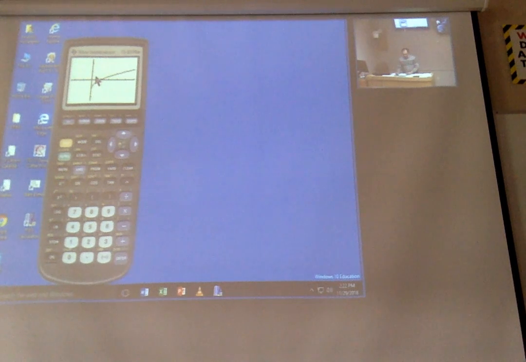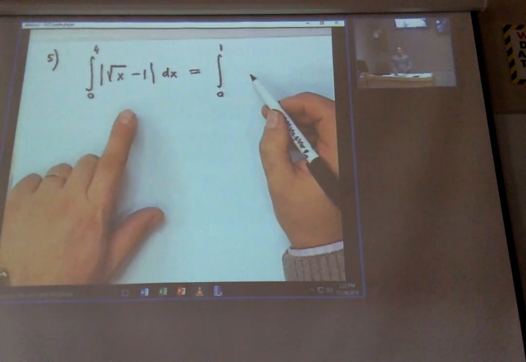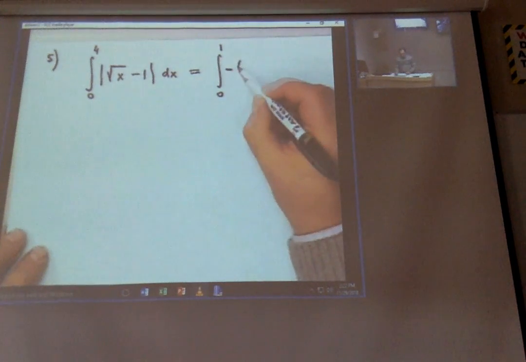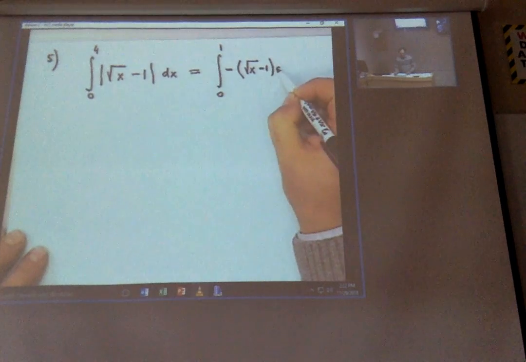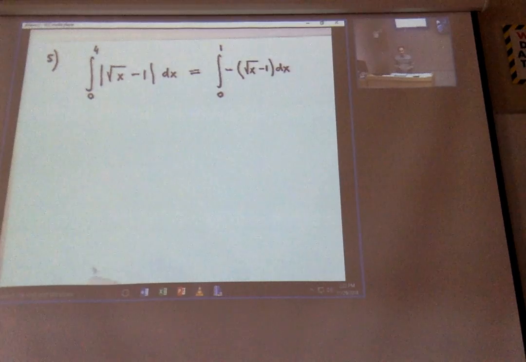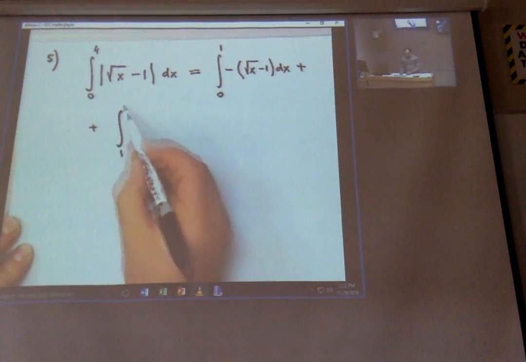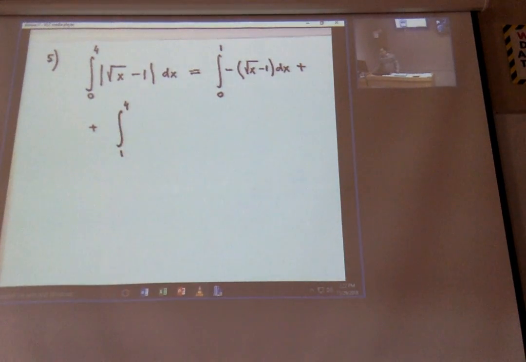No. So I have integral from 0 to 1. The intersection is 1, right? So we have integral from 0 to 1. And here now I have to put a negative sign. So it's square root of x minus 1 dx. Again, remember, the whole goal is to make this area on the bottom, which is negative, what? Positive, okay? And then the second piece goes from 1 to 4, and that's the piece that I have on the top, so I don't change anything.